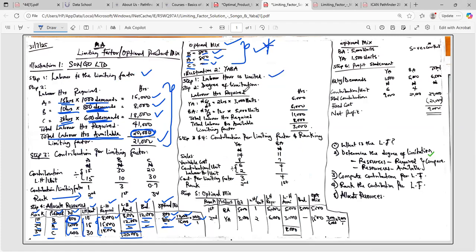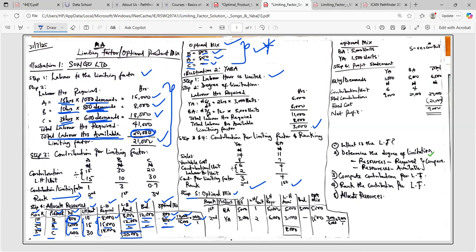Labor hour is limited in supply. Step 2, degree of limitation, we have 3,000, exactly what we got. And our ranking, bar is first, is second, 4, 3. You see it, got it. Then this is where we are now, optimal mix. So the same table applies.